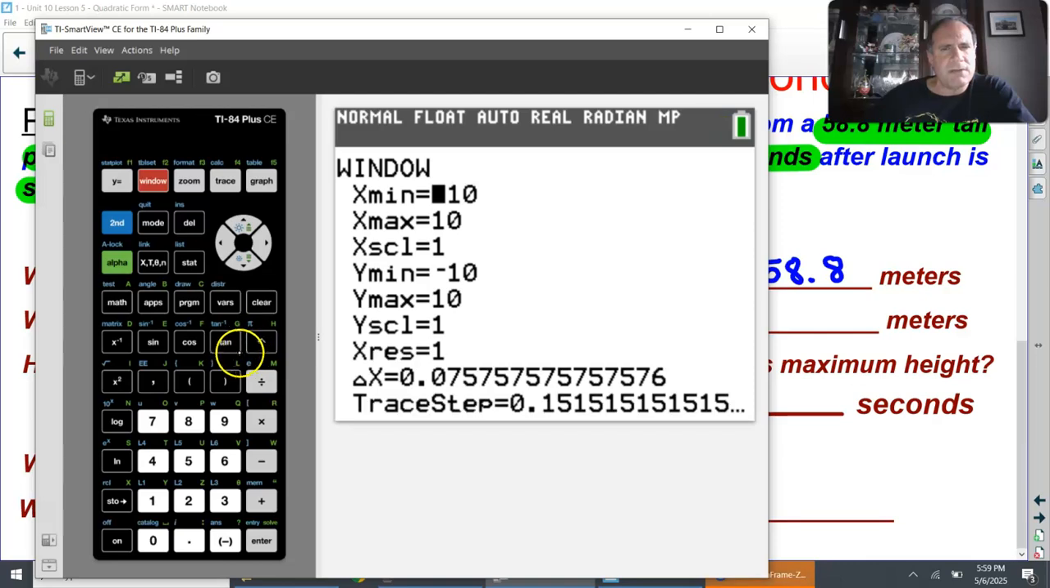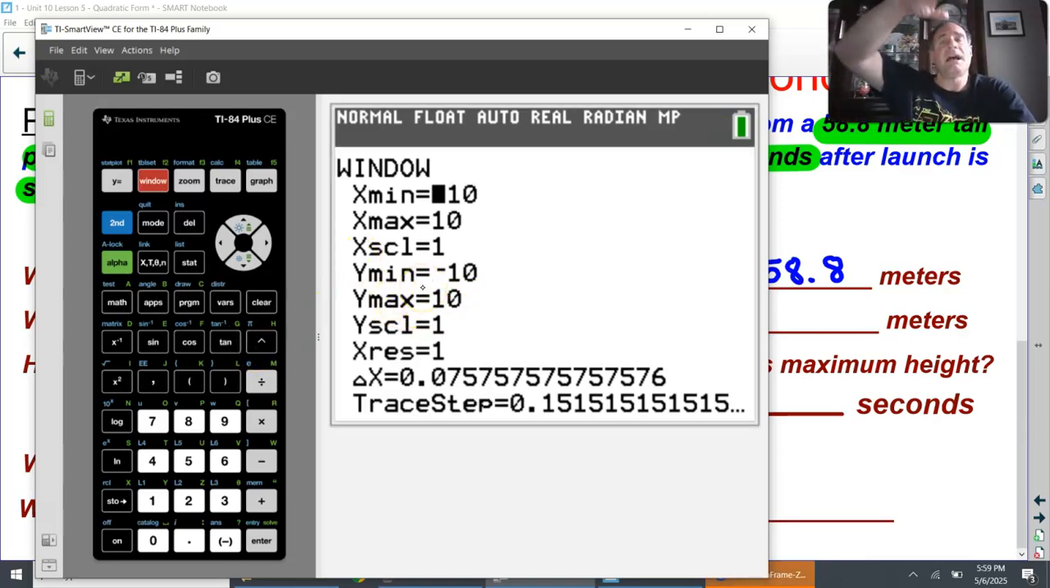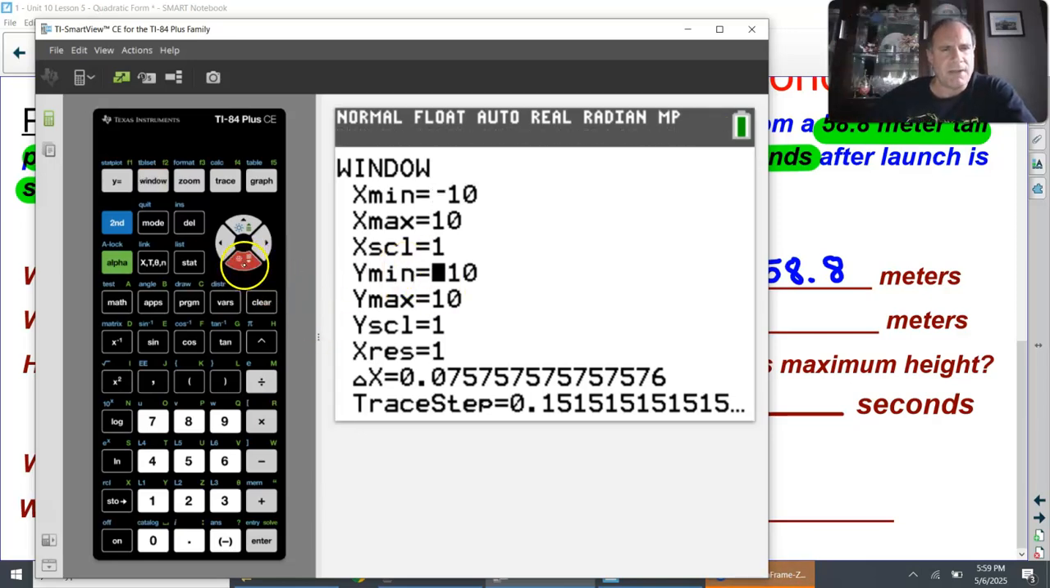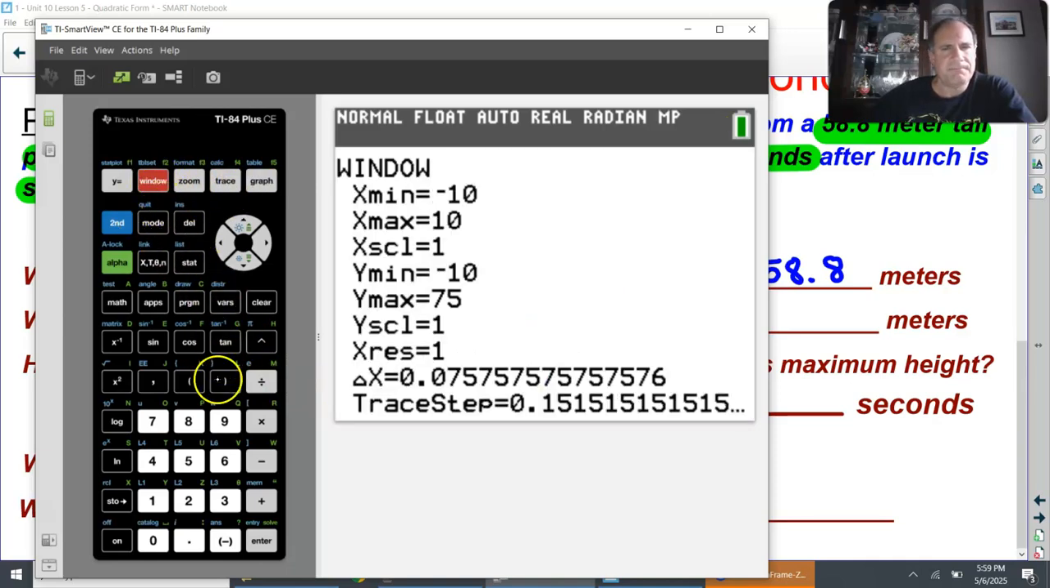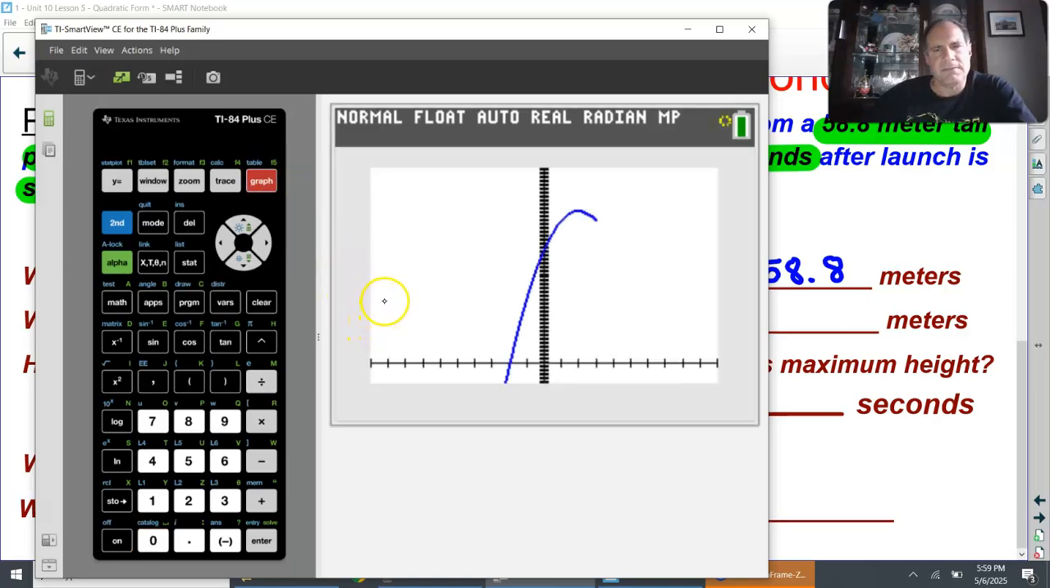So I press window, and the Y max is what I need to see. I need to see the top portion of this. So I'm going to go to the Y max, and instead of 100, I'm just going to press 75. And let's see if that works out. Nope. I should have just stuck with 100. Window. We're going to go down to Y max and 100. Let's see if this works out.